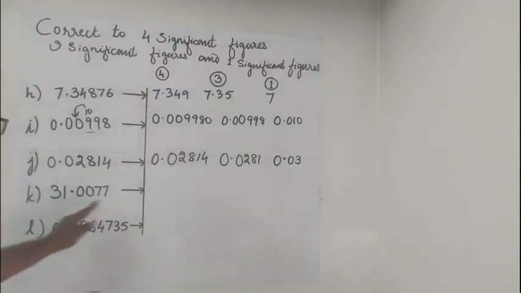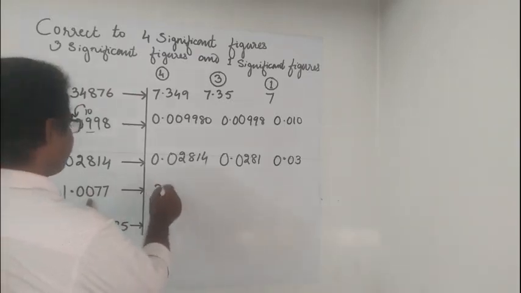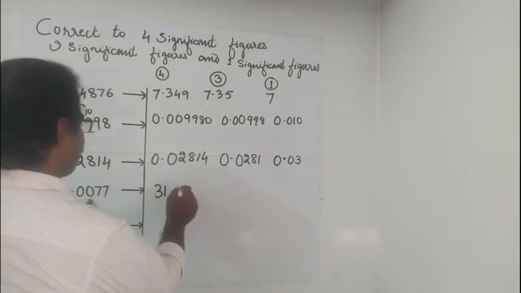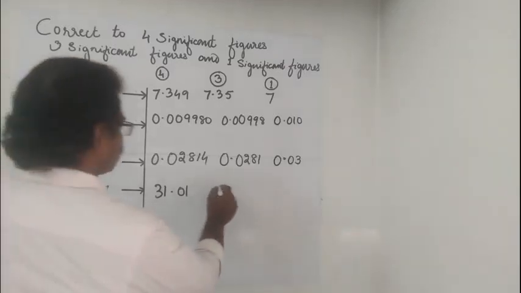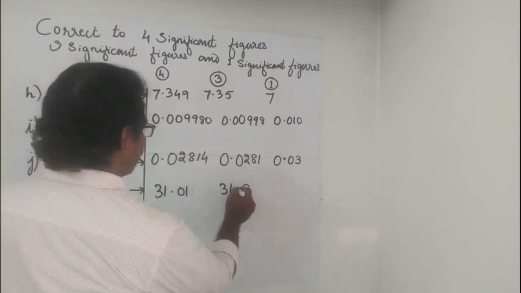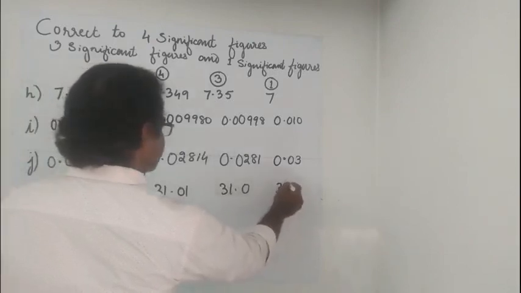Okay, next 31.0077, 4 significant figures. So we have to focus 1, 2, 3, 4. After 4, there is 7, that is greater than 5. So we have to add 1 to this number. So 31.01. Got it? Next, 3 digit number focus. 31, here's 1, 2, 3. So simply write down 31.0. Okay. Next, 1 digit number. This is 3. It is less than 5, so you put 30.